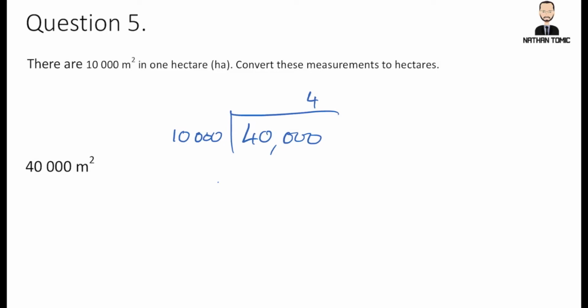Okay, so there are 4 HA, which is fine, that's the abbreviation for hectares, in 40,000 metres squared. Again, there is no squared on hectares because a hectare by definition is an area. It is already squared. We don't have to write 4 hectares squared.